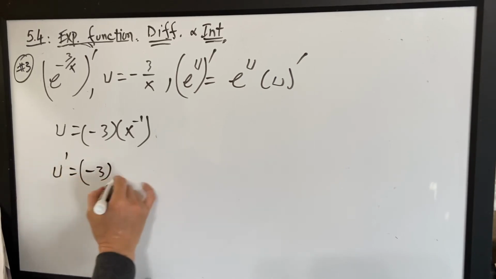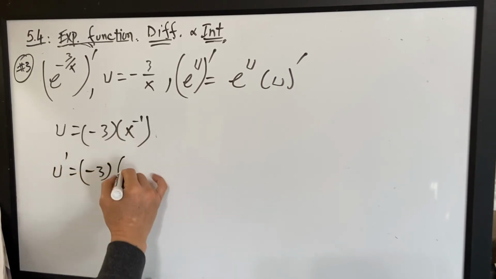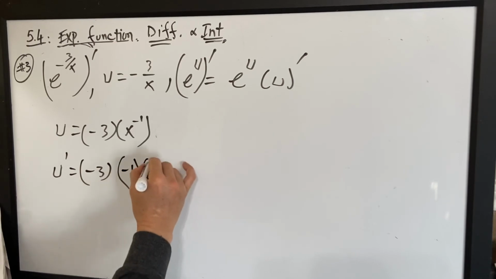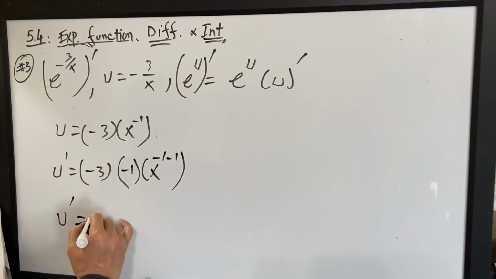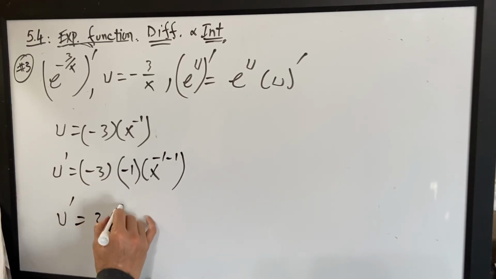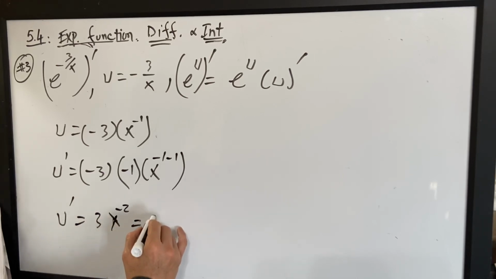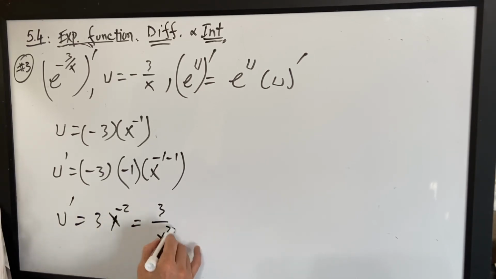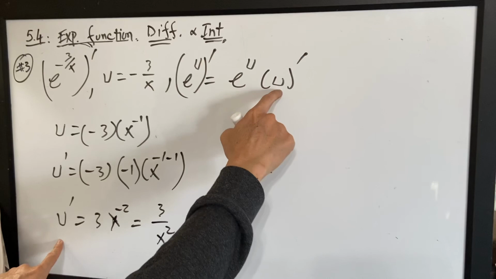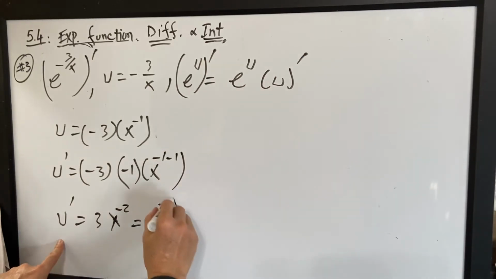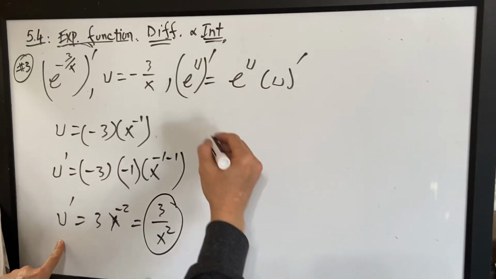Negative 3, constant, keep it out there. Look, y'all, look. Negative 1 times x to the negative 1 minus 1 gives you what? Okay, negative times negative gives you positive 3, and then x to the negative 2, but then what? You keep it positive 3 over x squared. All right, okay, remember that, okay, y'all? So you have u prime right here already, u prime right there. That's your u prime. Technically, just plug it in.